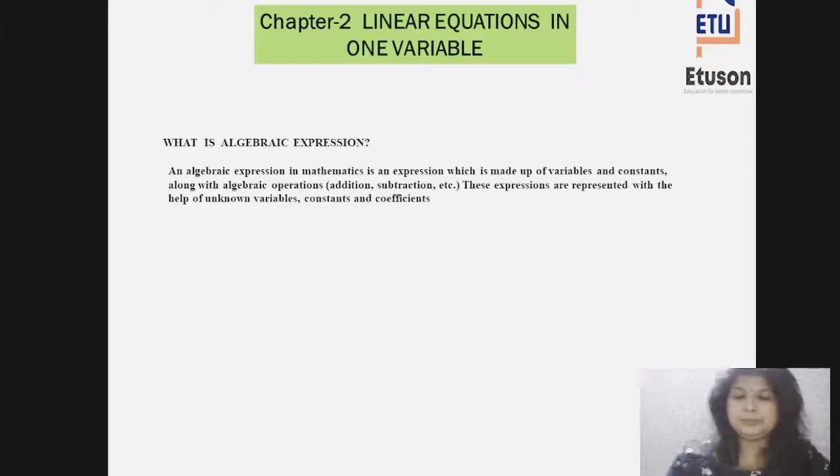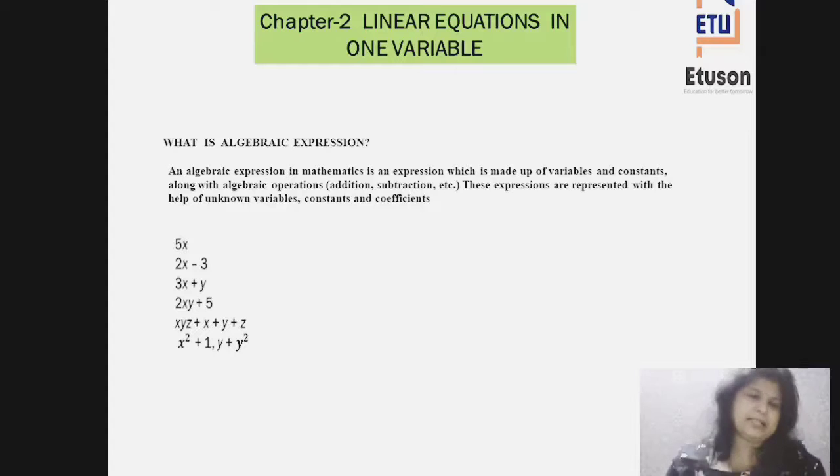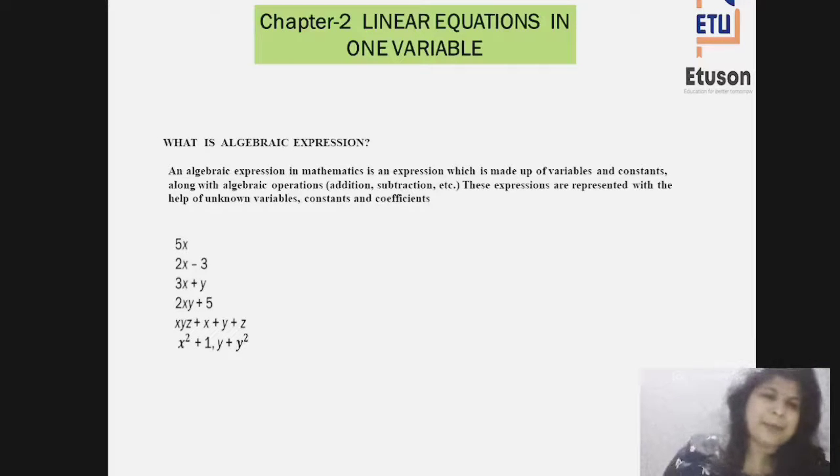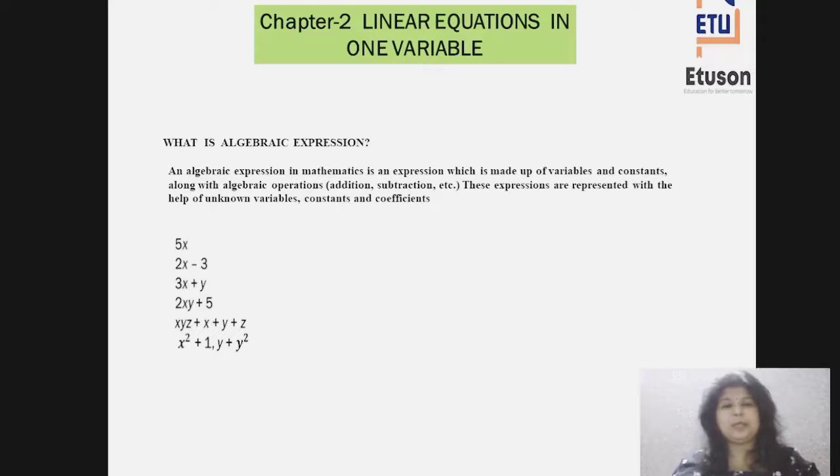Okay, so here come some examples of your algebraic expression. What you can see, you have 5x, 2x minus 3, 3x plus y, 2xy plus 5, x plus y plus z, x square plus 1 and y plus y square. So all these are nothing but a representation of your algebraic expression. But what you can observe, none of them has an equality sign. None of them is having one equal sign in it. So in an algebraic expression, you don't have any equal sign. If you have an equal sign, what it is called, we will discuss afterwards.